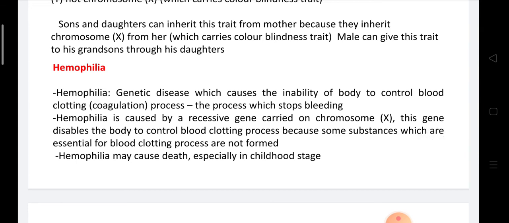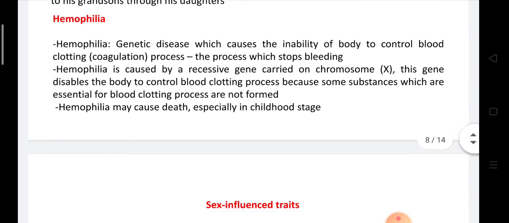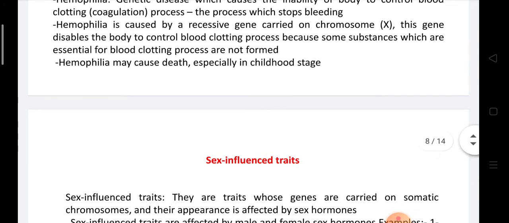Hemophilia. Hemophilia, called blood liquidity, appears in persons who don't have a working clotting or coagulation process. Clotting proteins or clotting factors are responsible for coagulation and decrease blood liquidity, which stops bleeding. Hemophilia is caused by a recessive gene carried on X chromosome, and this gene disables the body's control of the blood clotting process because some substances are absent from this process and not formed. Hemophilia may cause death, especially in the childhood stage.